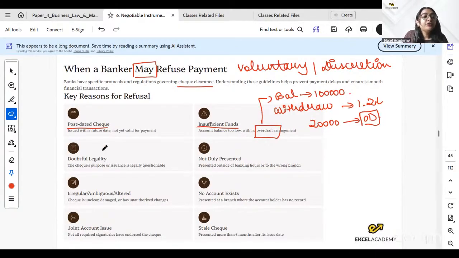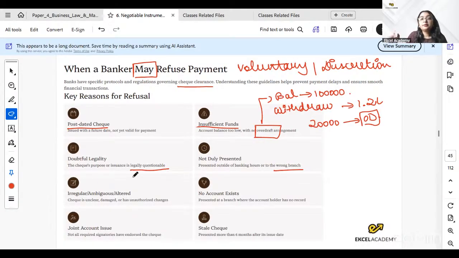Doubtful legality. The check's purpose or issuance is legally questionable. If the bank notices that the check is not legal, then in that case they may reject the payment. Not duly presented: outside of banking hours or to the wrong branch. If you visit a bank, you will see that 9 to 3 or 9 to 4 is usually the time for your bank's working. So anything post that, let's say you have gone at 5:30 when the bank is not working, that is not duly presented. That is, you have not presented as per the rules that are applicable. It is irregular, ambiguous, or altered.